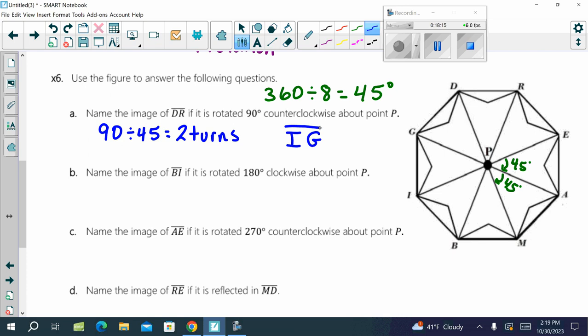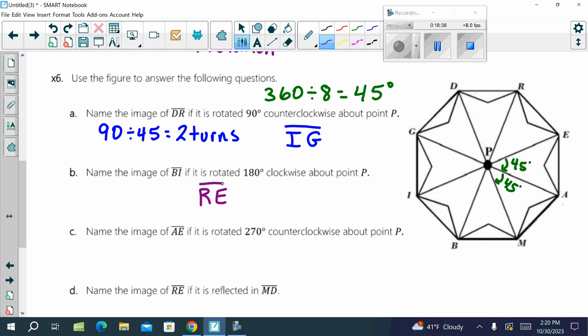Okay, BI needs to be rotated 180 degrees clockwise. 180 degrees would just be opposite. So BI, what's the opposite of that? RE.